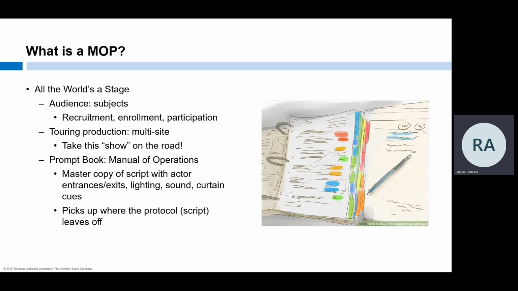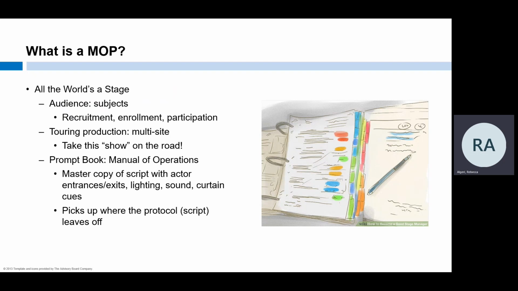The script has all of the actors' lines and maybe a few notes about what the scene should look like, but it doesn't include instructions on where the lights should go, when they should change, which side of the stage the actors should enter from, etc. That information is decided on by the director, our PI, and those details are captured by the stage manager, our project manager, in the prompt book. This is what the Manual of Operations does for the clinical trial.